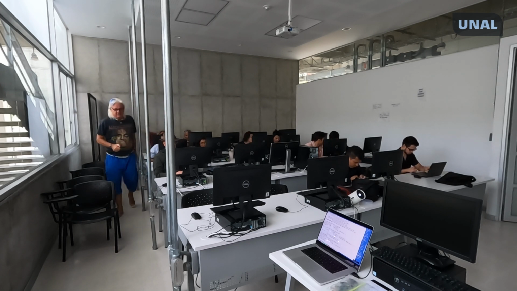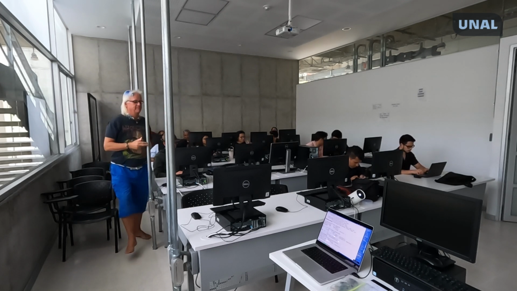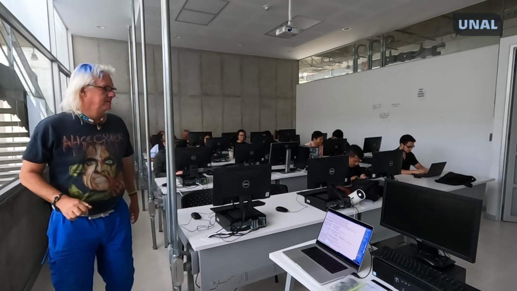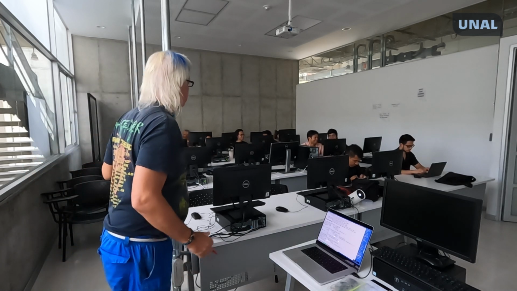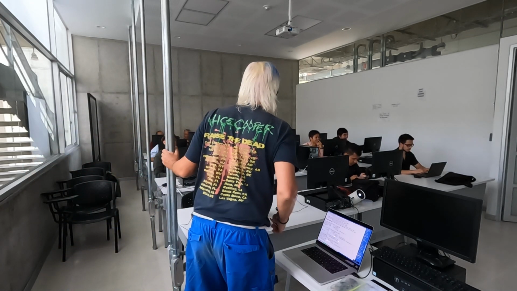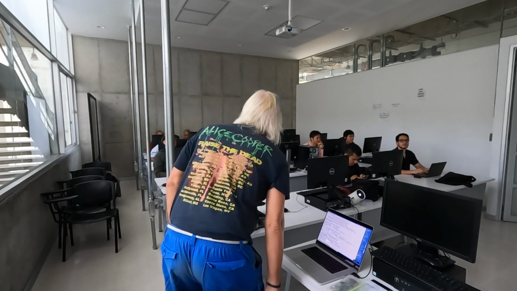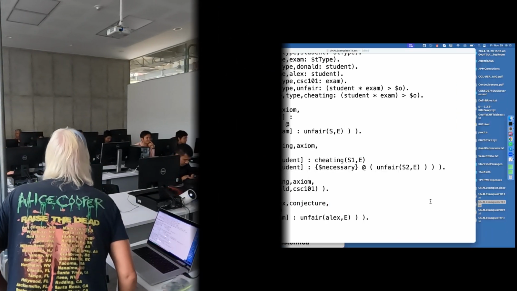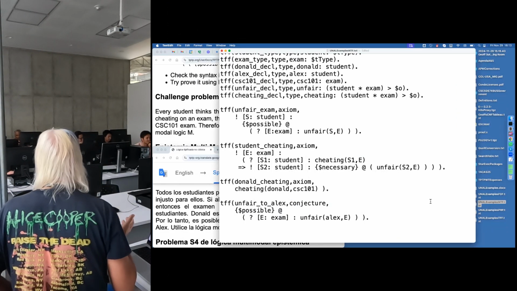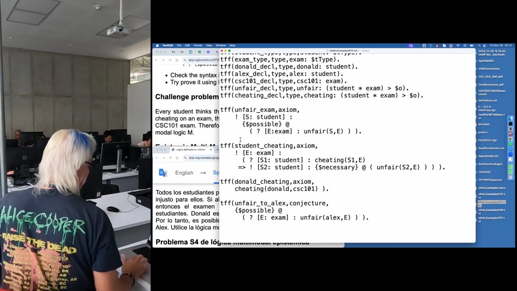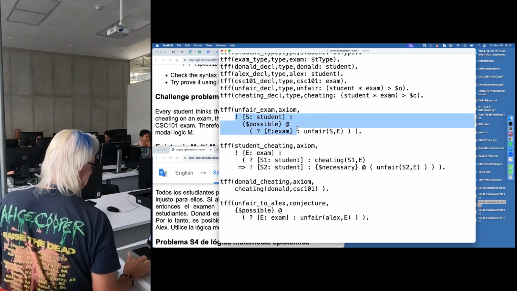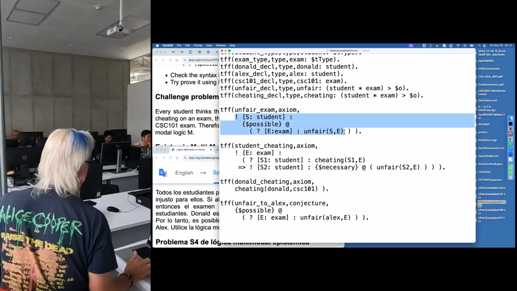All right, stop, because I know this is hard. Struggling. All right, so let's just go through it, and you can see what I've done is how you can write these sorts of subtle arguments. And this is the kind of thing you need for law as well. So I've said for all students, it's possible that there is some exam that is unfair.